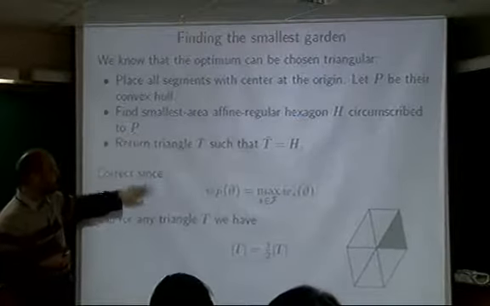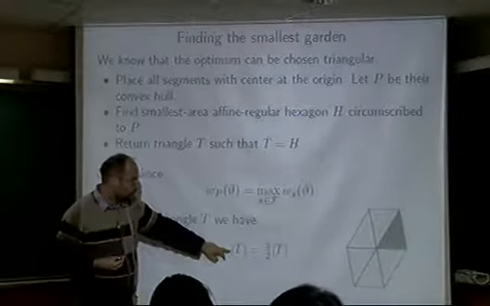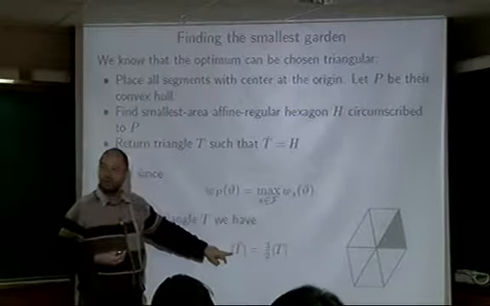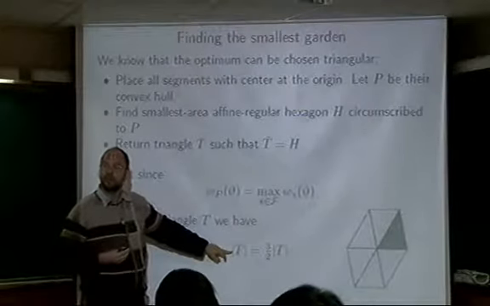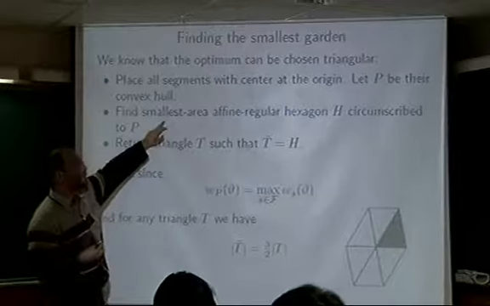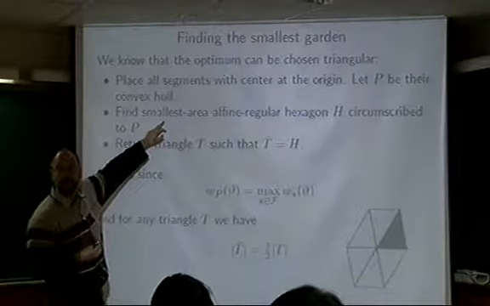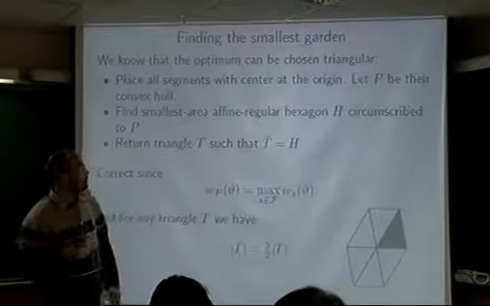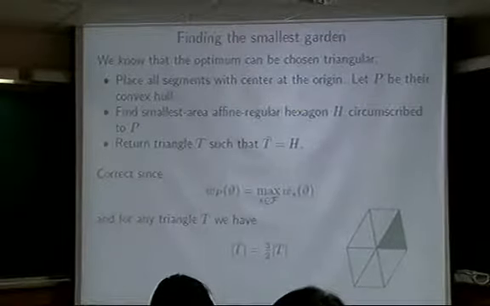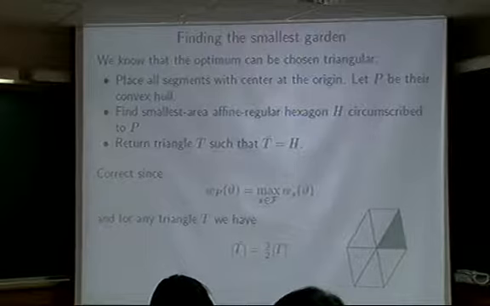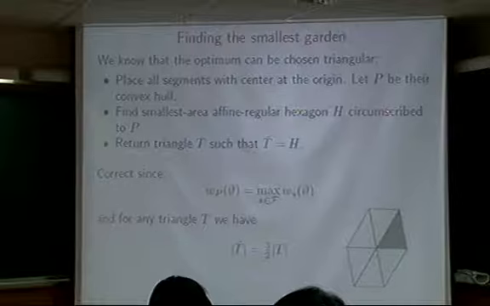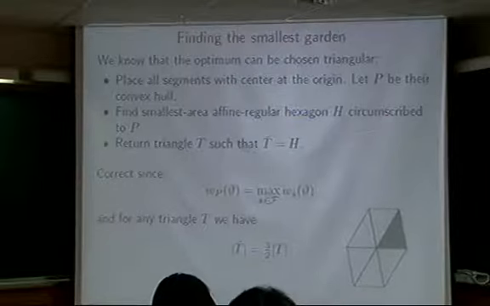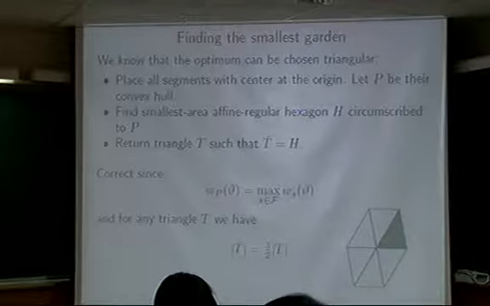And now we simply need the fact that there is a constant factor between the area of the triangle and the area of this hexagon. So instead of minimizing the area of the triangle, we can just as well minimize the area of the hexagon. Right? So minimizing the area of the hexagon automatically gives you the smallest triangle into which you can fit all the segments. And now, of course, all that needs to be done is this part here. Given a centrally symmetric 2n-gon P, find the smallest area affine regular hexagon.